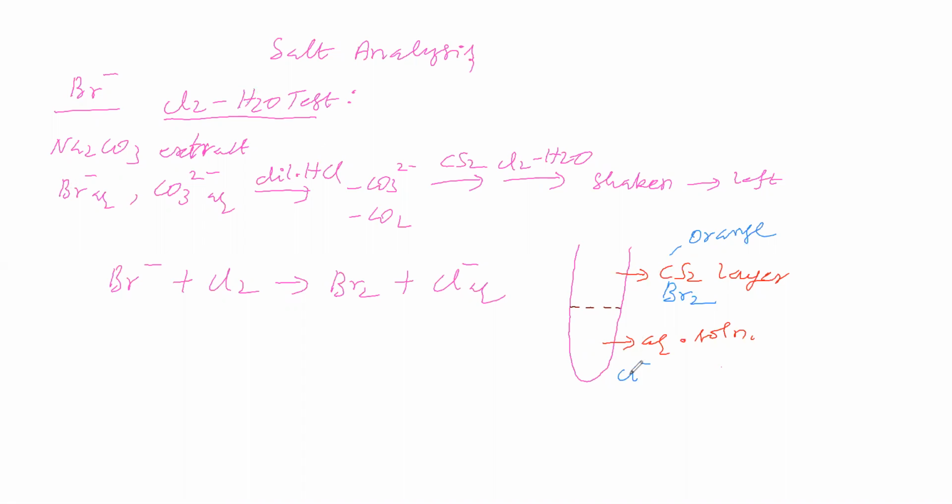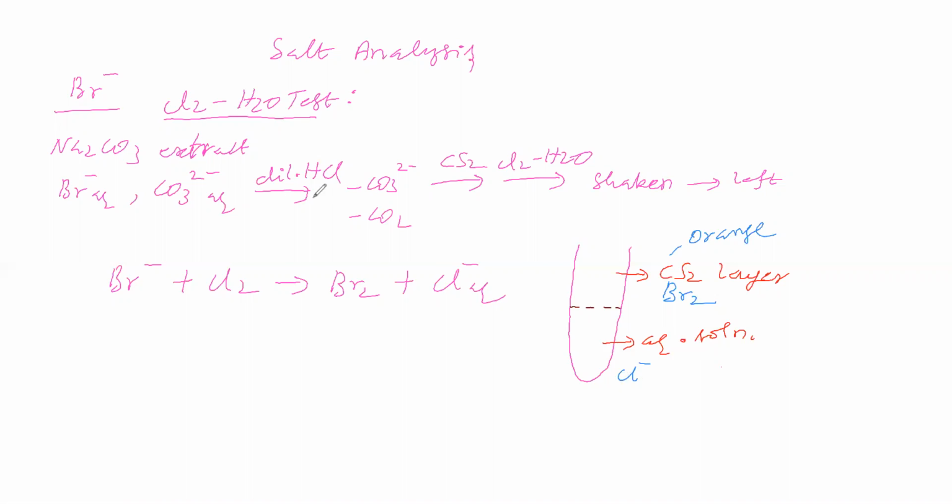Because Cl minus is an ion, it attracts water to a stronger extent. Br2 is a molecule, it attracts CS2 to a stronger extent. Br2 has higher covalent nature, and CS2 has higher covalent nature. Therefore, they dissolve. Cl minus has ionic nature. It attracts water to a greater extent than CS2. So Cl minus will be in the aqueous solution.